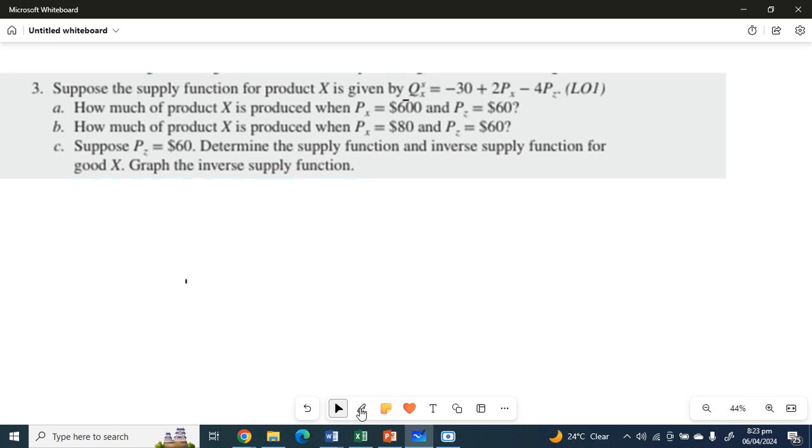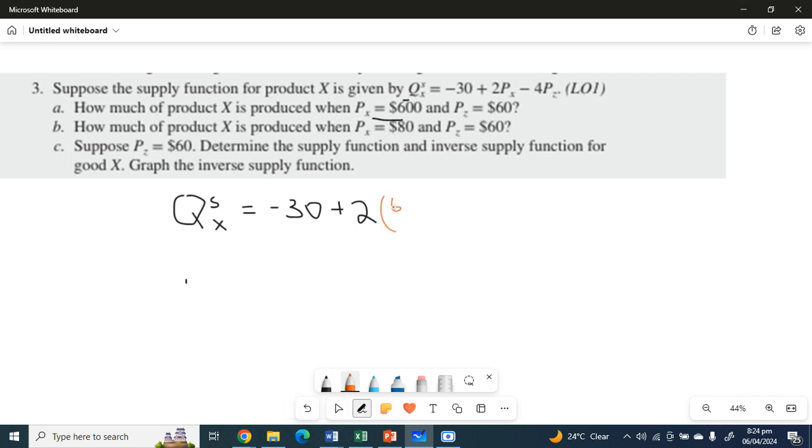All right, so this first part is very easy. It's just a matter of substitution. So you write the supply function QSX equals negative 30 plus 2, and where there's PX, we substitute it with $600. So here we substitute PX with $600, minus 4. Then where there's PZ, we substitute it with $60.